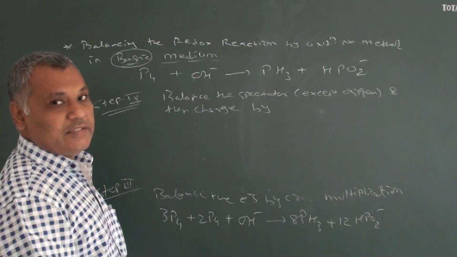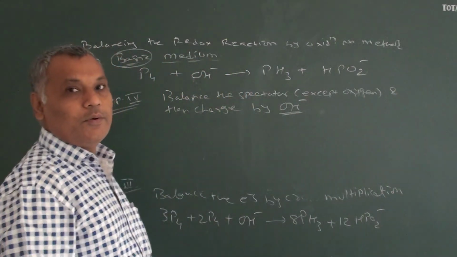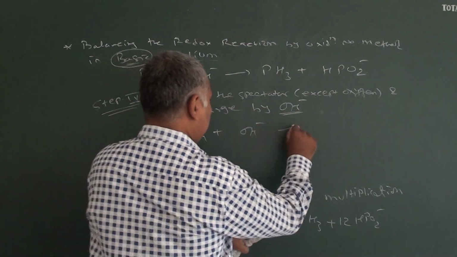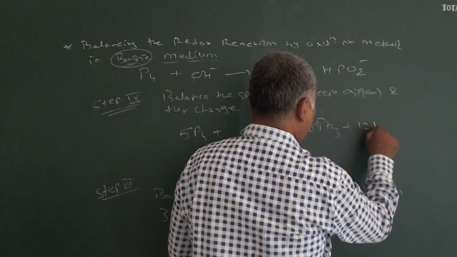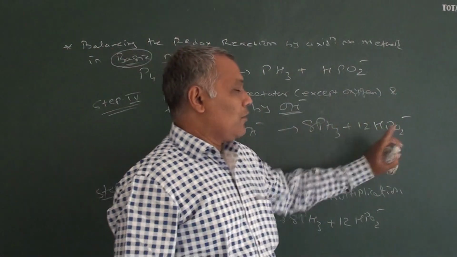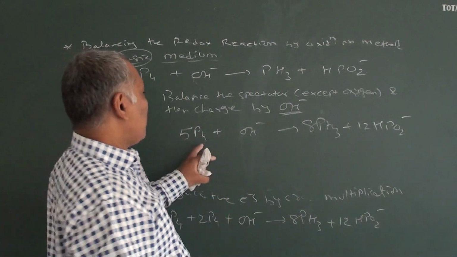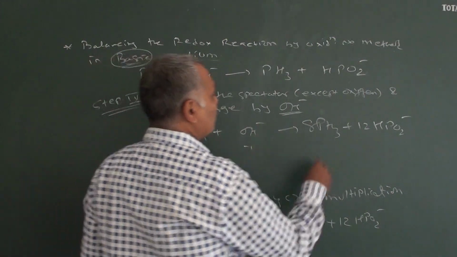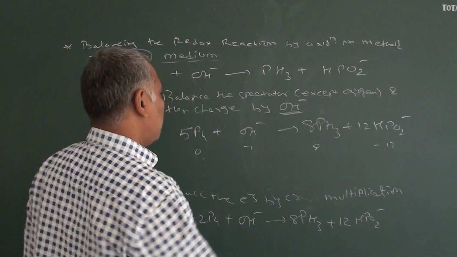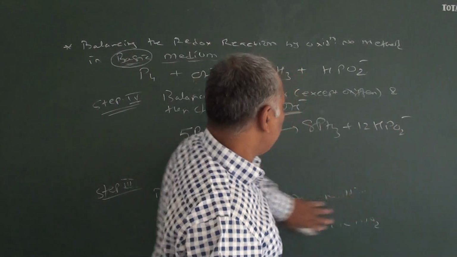I want to go for basic. So, I am going to balance my charge by OH minus. Okay. So, what we are going to get is 5 P4, OH minus, 8 PH3, 12 HPO2 minus. Right. In this case, what is there? Except oxygen, hydrogen, we are removing it. So left out phosphorus is balanced. So I want to go for charge 0, minus 1, 8, minus 12. Right? So what I want here? 12 as a minus charge. So if I multiply it by 12, I get 12 OH minus. So now the charge is balanced.